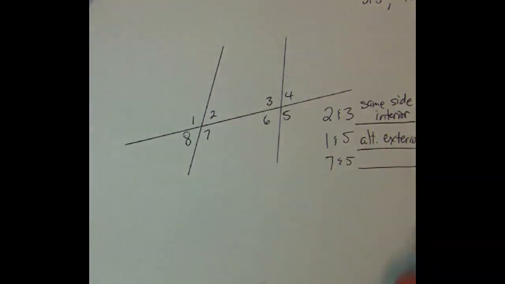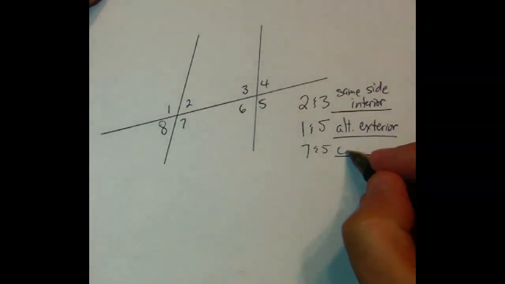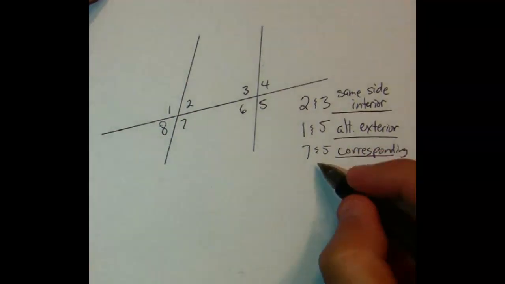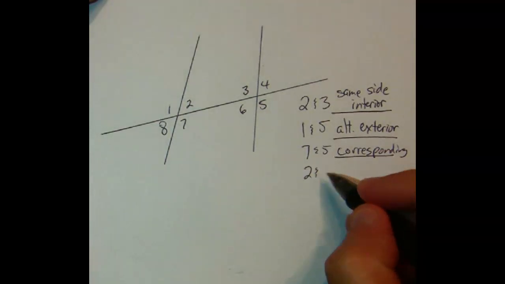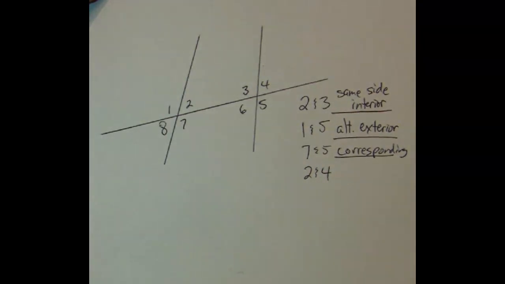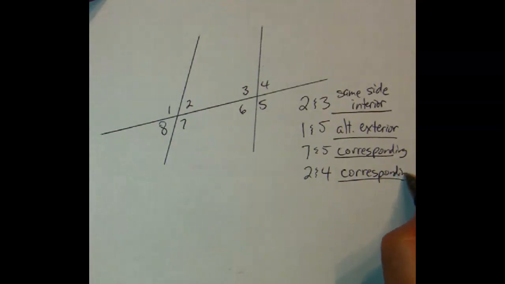So this one a little confusing. Let's just kind of turn our paper. Look at here. Bottom left, corresponding angles. All right, let's try another one. 2 and 4. I think I tricked a couple of y'all. This is actually also corresponding. Why is that one corresponding? Because 2 is at the bottom right and 4 is at the bottom right.